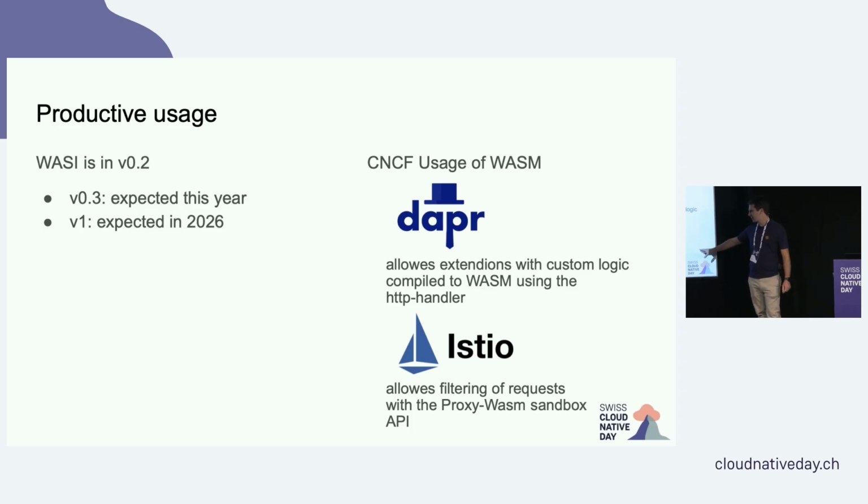And also Istio is doing it. It allows filtering of requests with the proxy Wasm sandbox API. So again, you can do some filtering with your own custom code in Wasm. We see the adoption is growing, and we see some big projects already using it productively.